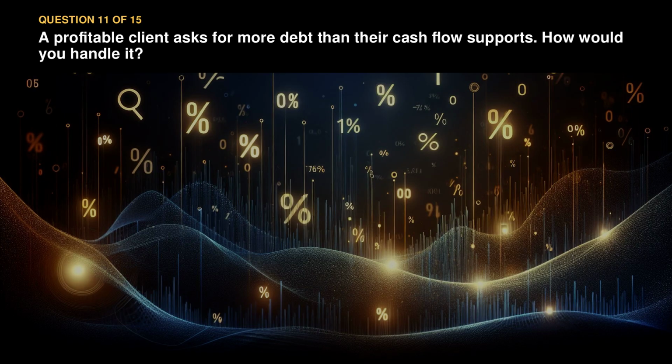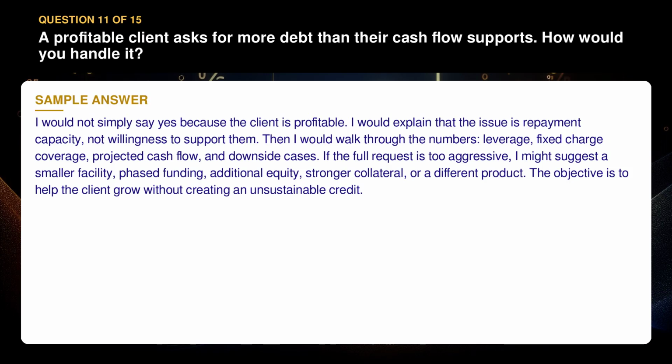Question 11. A profitable client asks for more debt than their cash flow supports. How would you handle it? I would not simply say yes because the client is profitable. I would explain that the issue is repayment capacity, not willingness to support them. Then I would walk through the numbers, leverage, fixed charge coverage, projected cash flow, and downside cases. If the full request is too aggressive, I might suggest a smaller facility, phased funding, additional equity, stronger collateral, or a different product. The objective is to help the client grow without creating an unsustainable credit.